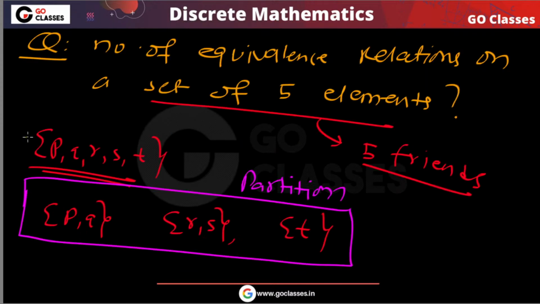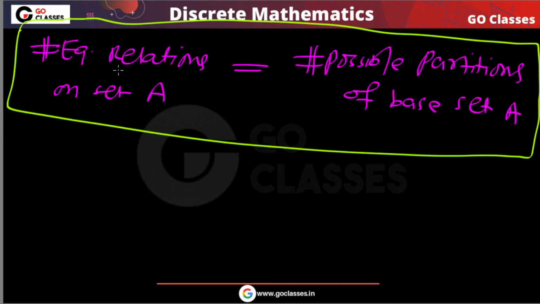So this is your set A, and this is a partition. This partition is going to give you one equivalence relation. In that equivalence relation, T will be related to T, R to R, S to S, R to S, S to R, P to P, Q to Q, P to Q, and Q to P. So basically every partition gives you one equivalence relation. The number of equivalence relations on set A is equal to the number of possible partitions of set A.